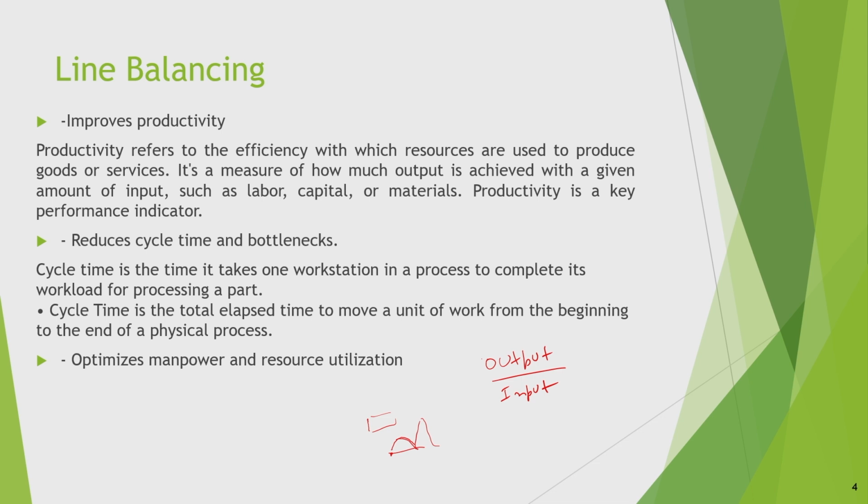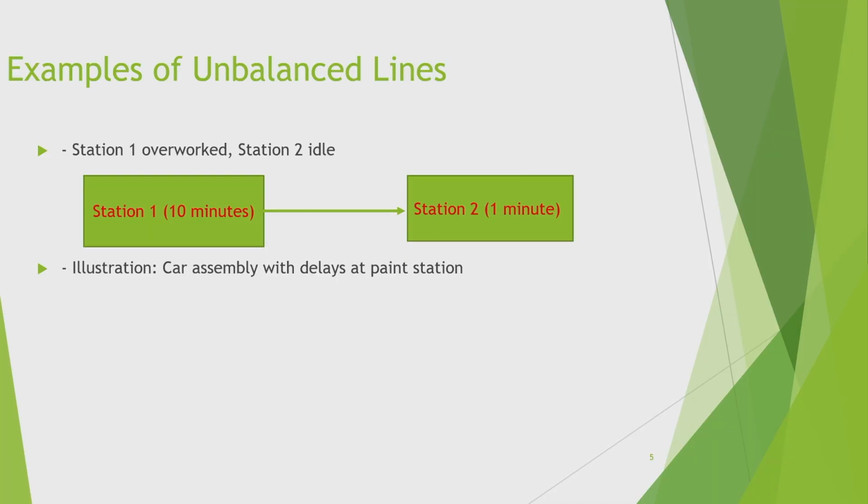Or in a painting station, painting started, painting finished. For the next product, painting started, painting finished. So it is just going on in a cyclic way. That is why it is called cycle time. Cycle time is the total elapsed time to move a unit of work from the beginning to the end of a physical process. And line balancing also optimizes manpower and resource utilization. Why? To avoid unnecessary workstations. If you can do many tasks in one workstation with one worker, you do not need another.